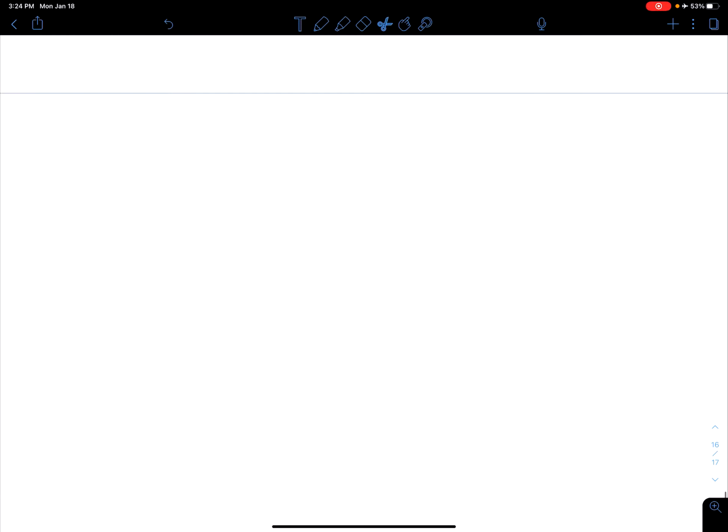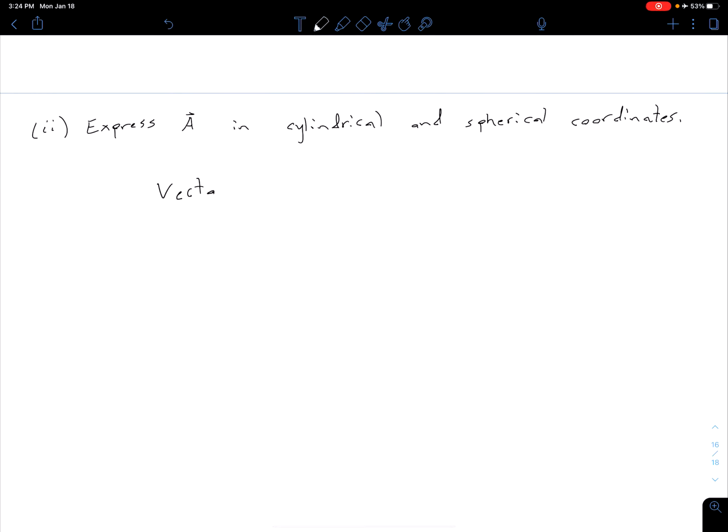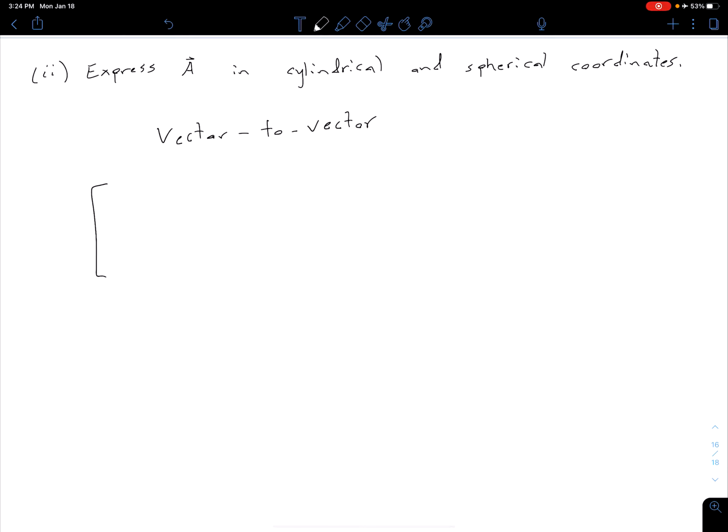Okay, so let's bring that second part down here. We want to express A in cylindrical and spherical coordinates. So what we're going to be doing is two vector-to-vector transforms. This is going to be a little bit messier in terms of having to write a lot than our point-to-point transforms, but not too bad. We're ultimately just going to be using the equations that we didn't even derive, but that we wrote in previous videos.